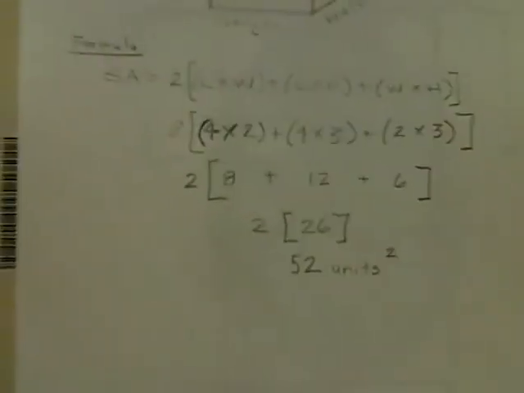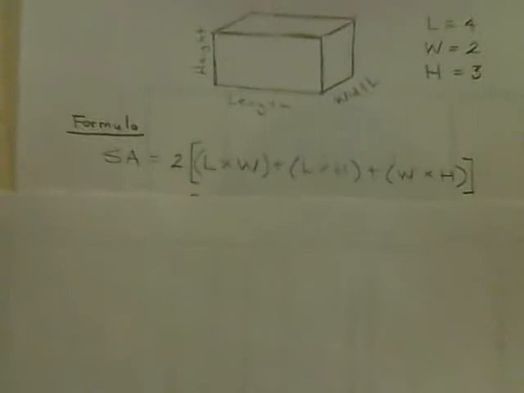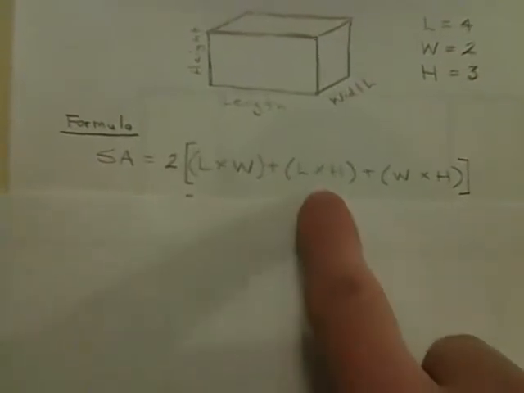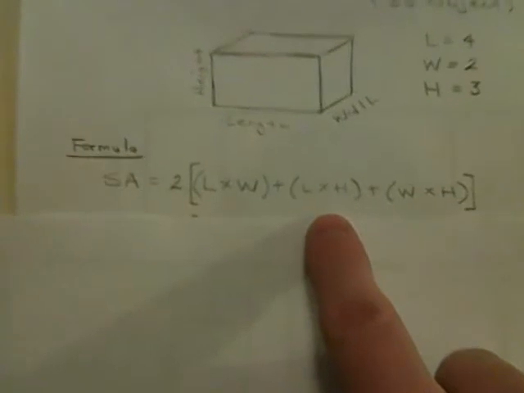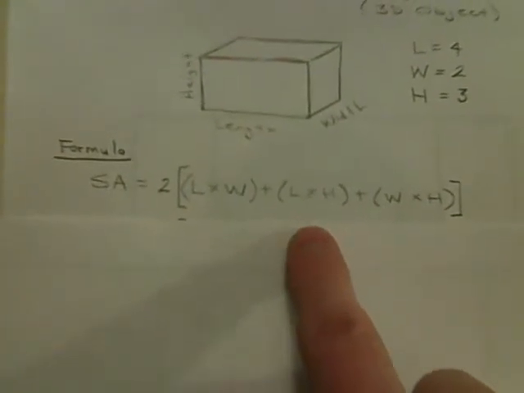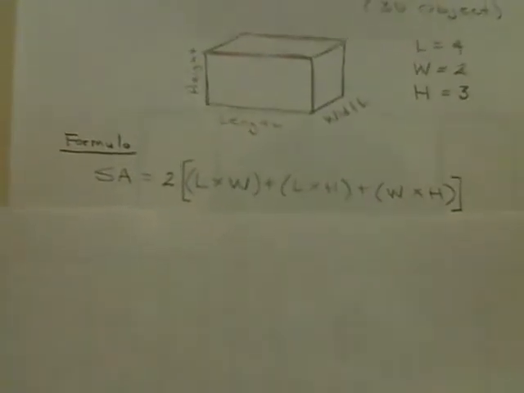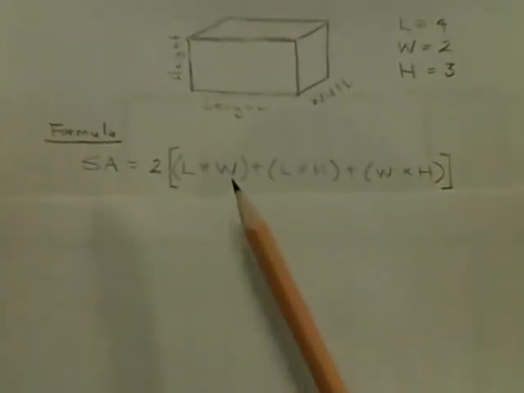The formula, which should be memorized, is here: surface area, SA, equals 2 times the quantity length times width plus length times height plus width times height. That should be memorized. So parents, that should go on a flashcard or in the memorization book for the student to commit to memory. And if you understand the formula, it's easier to memorize it.